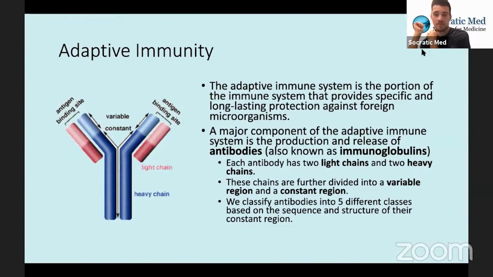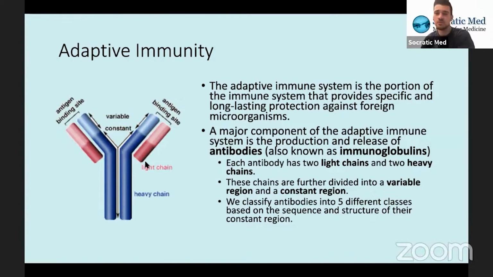So a major component of the adaptive immune system is the production and release of antibodies. And antibodies are also known as immunoglobulins. Each antibody has 2 light chains and 2 heavy chains. I think it's pretty important to know the structure of these antibodies. I do see them decently often on a bunch of review questions for the MCAT. So the heavy chains are obviously the longer ones, and the light chains are the outside ones on the 2.